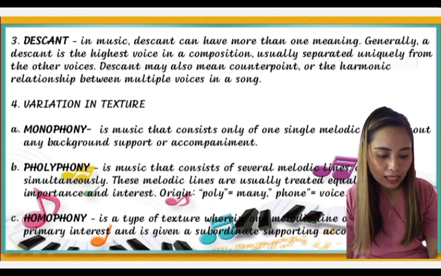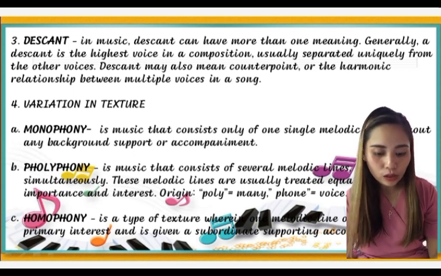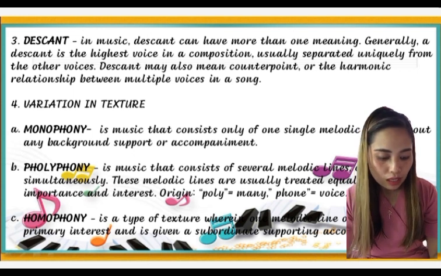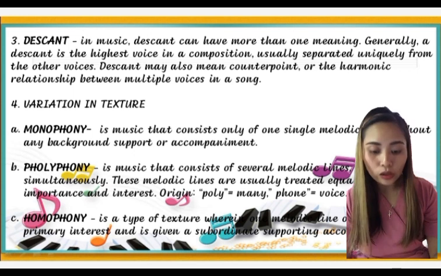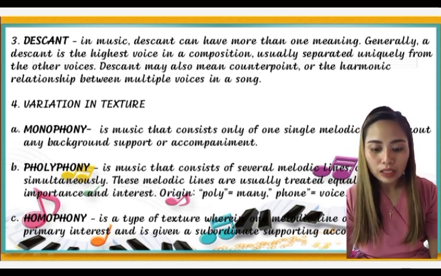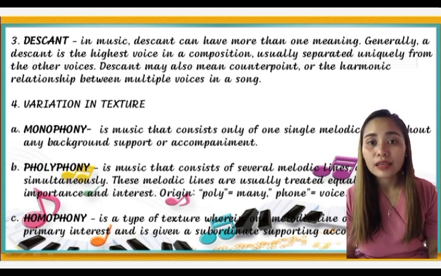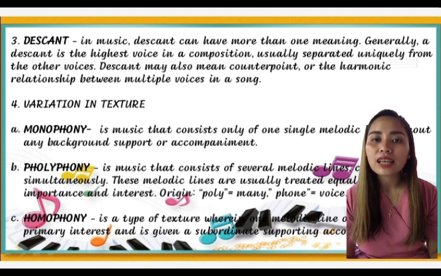Then, the last one is homophony. This is the texture wherein there is one melodic line, a melody with harmonic accompaniment. For example, the singing of our national anthem. While singing the national anthem, it is accompanied by instruments like the guitar.